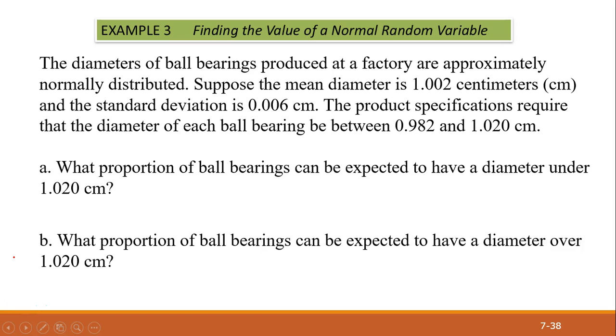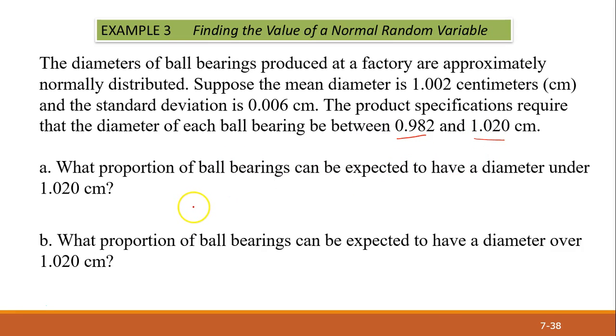Now I have quite a large example for you here. I have parts A through I that we're going to go through together that all deal with this same given information. It says the diameters of ball bearings produced at a factory are approximately normally distributed. Suppose the mean diameter is 1.002 centimeters and the standard deviation is 0.006 centimeters. The product specifications require that the diameter of each ball bearing be between these values right here.